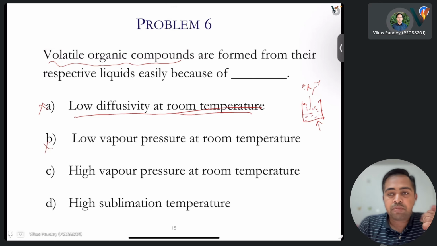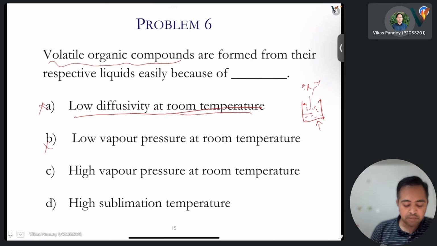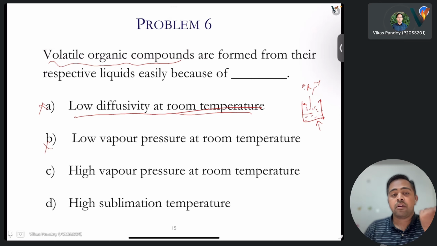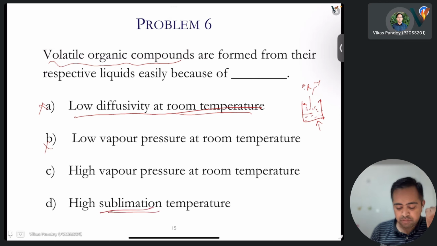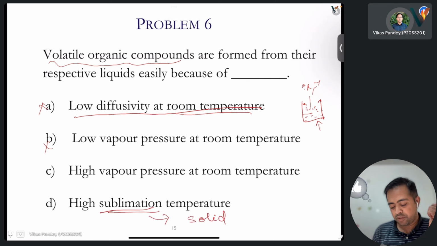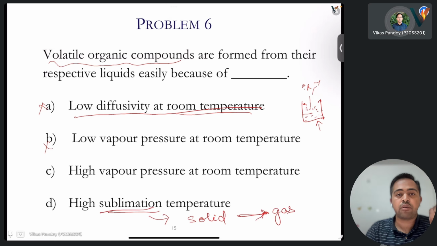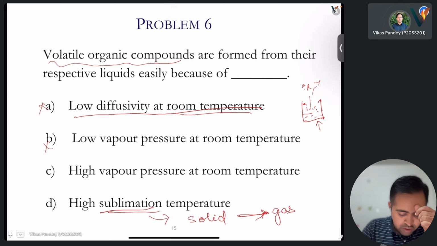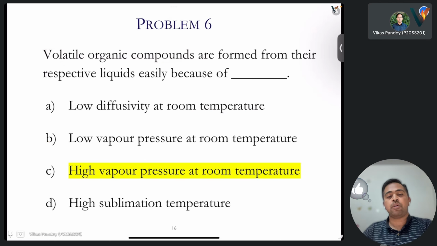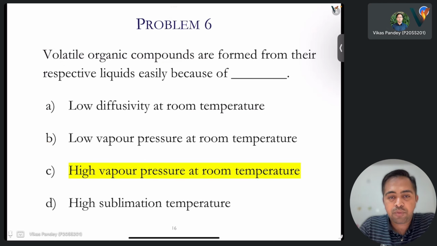High vapor pressure at room temperature. So if it has high vapor pressure, it will be unstable. The surface will be unstable and it will try to change its phase. And high sublimation temperature. Sublimation occurs from solid to gas, right? Directly. So here we are talking about liquid. Okay. So it should not be this. So I think it should be C. Yes. So high vapor pressure at room temperature.